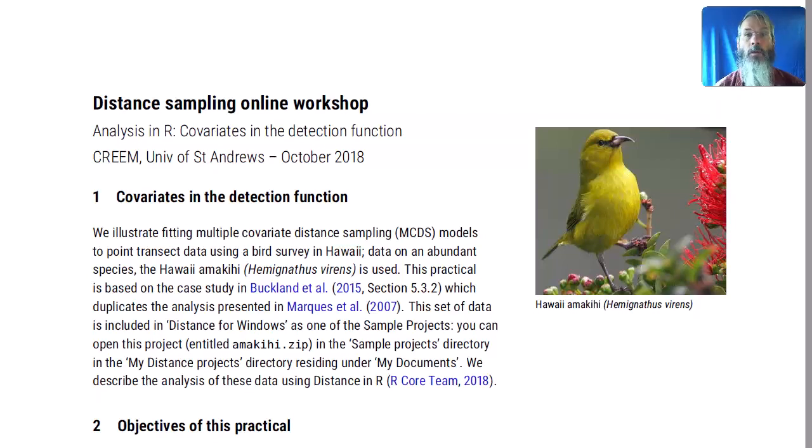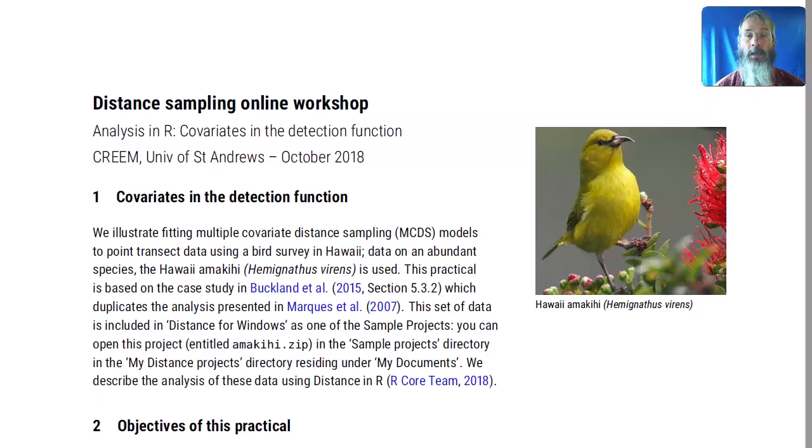We repeat it here because although this analysis was originally done in Distance for Windows, it can also be done in R. However, there are some data manipulations associated with it that we describe here, and it also serves as a useful test case for doing analysis from a candidate model set, a rich candidate model set.